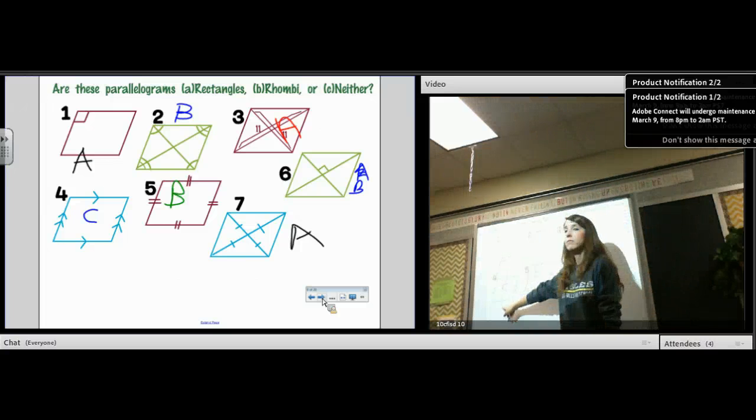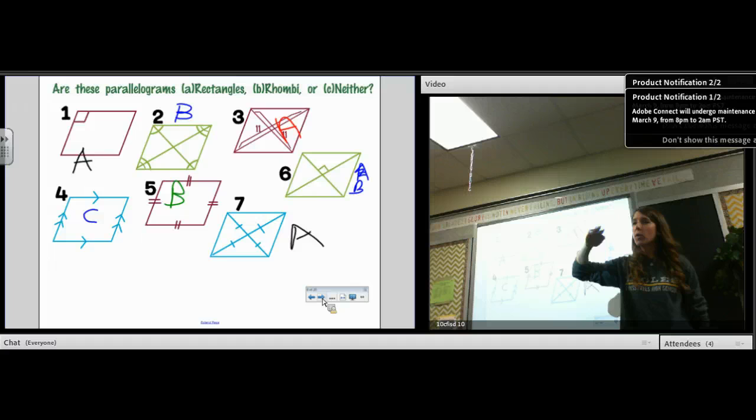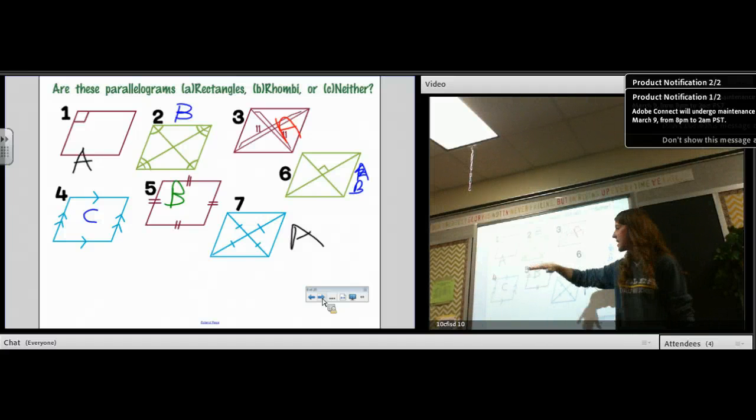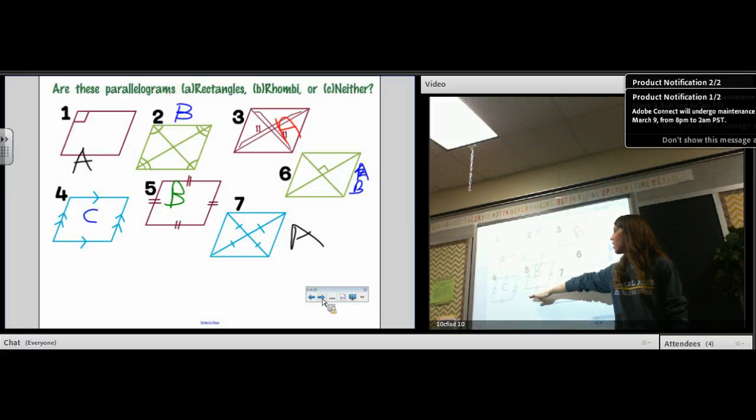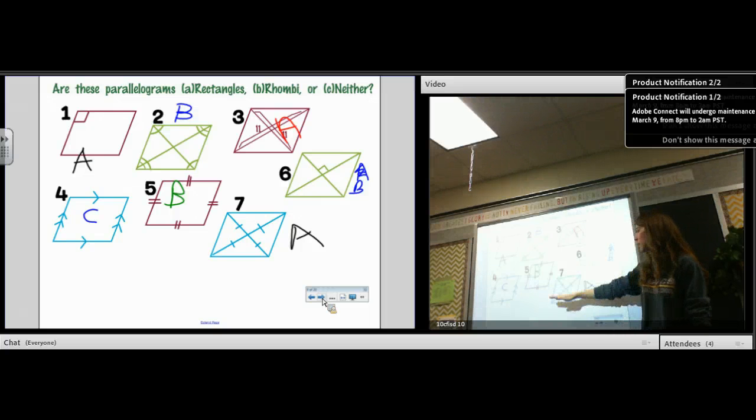Number 4, neither. He didn't get promoted. He is doing the minimum required at his job. He's not going above and beyond, so he doesn't get promoted. He is a plain old parallelogram. C plus. He's a boring old parallelogram. This one, all sides congruent. Whose property? Rhombus.